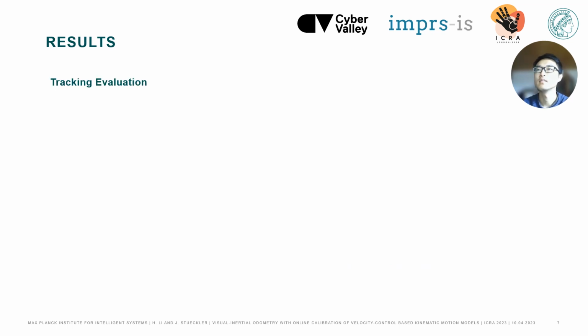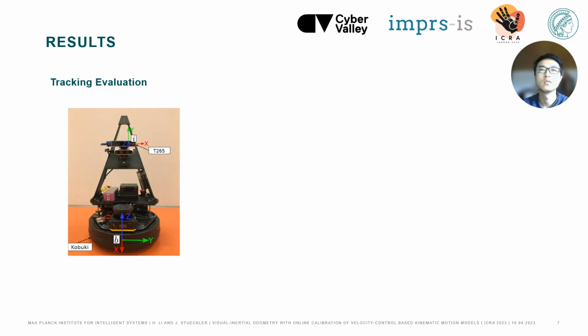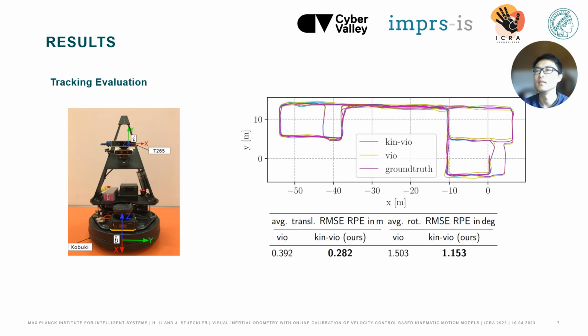We evaluate our methods with real-world experiments. Here is the robot setup. We use the Kabuki TotoBot and equipped it with a T265 stereo fisheye camera. And here, the image on top is an example of the qualitative result, and our method shows a smaller drift compared to the original VIO at the corners. And below is a table of the summary of the quantitative evaluation, and again, our method achieves smaller drift compared to the original one.